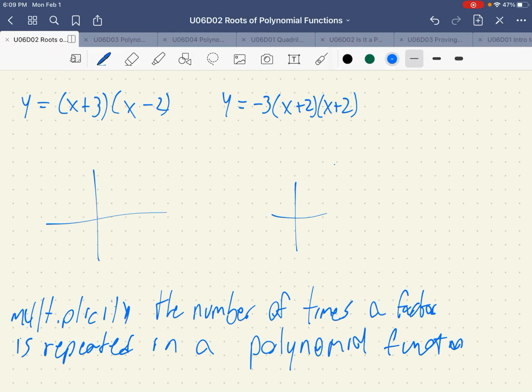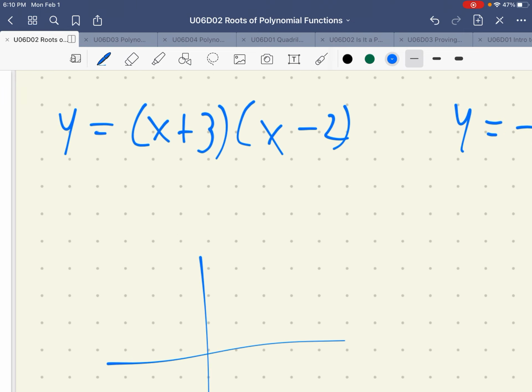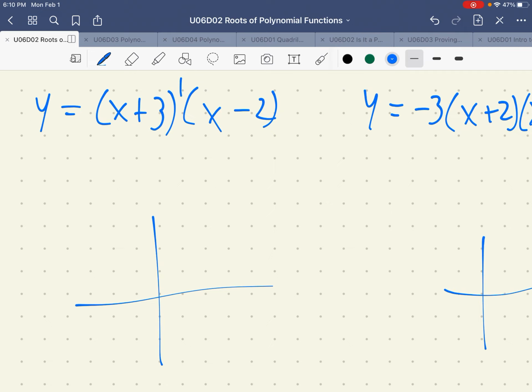So today we're going to be talking about multiplicity, which is the number of times a factor is repeated in a polynomial function. So in this example, both of these factors appear one time each. And it creates a root at x equals -3 and x equals 2. So the roots are here at 2 and -3.